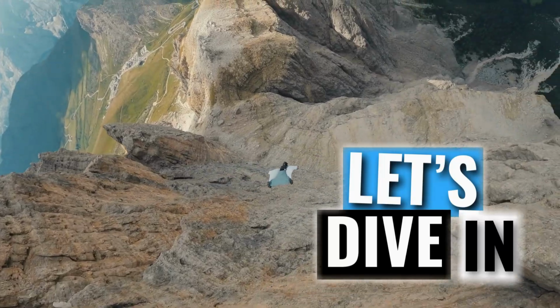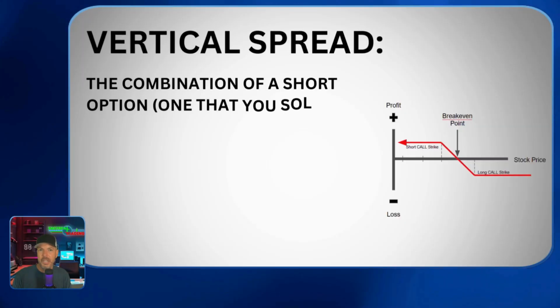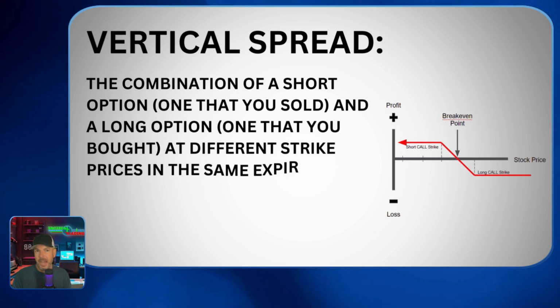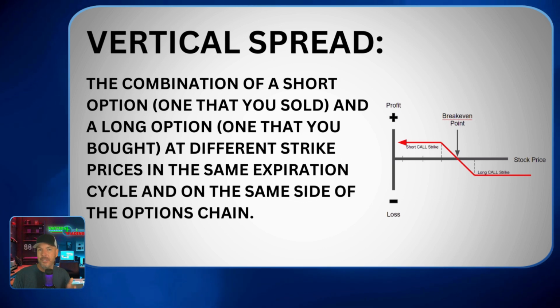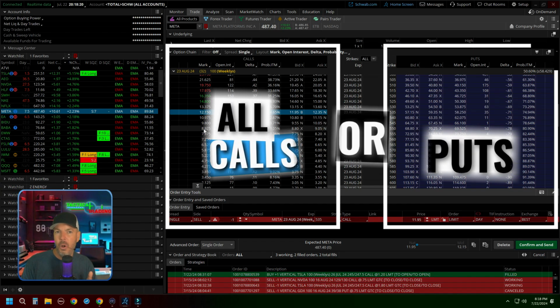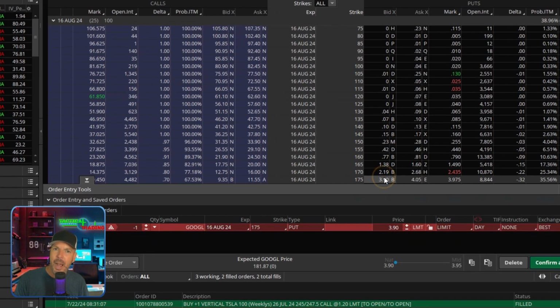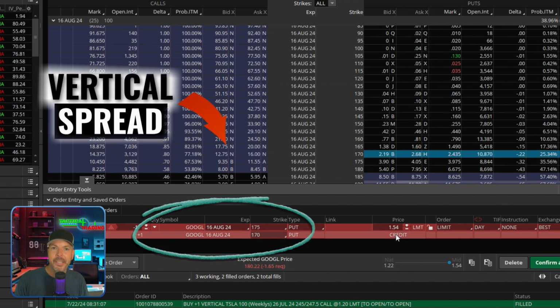What exactly is a vertical spread? Well, in its simplest form, a vertical spread is the combination of a short option, one that you sold, and a long option, one that you bought at different strike prices in the same expiration cycle and on the same side of the options chain. For example, either all calls or all puts. So when you trade a vertical spread, you're effectively making one trade by simultaneously trading two options at the same time. Now, this collective trade is known as a vertical spread.